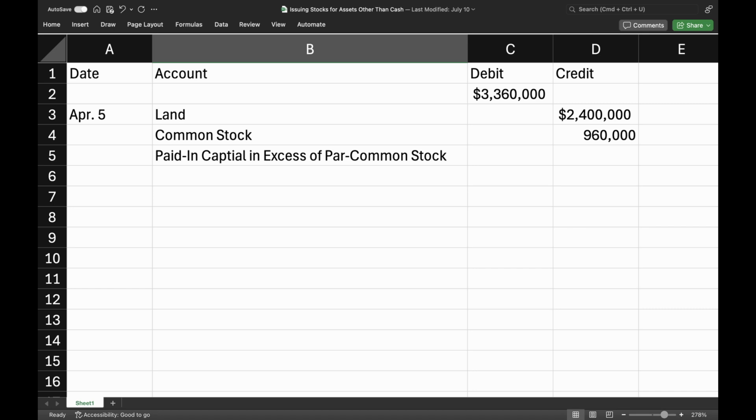Hello. In this video, I will be explaining an issuing stock for assets other than cash problem that you might come across in your Accounting 2 class. Let's get started. Let's say that on April 5th, Finning Corporation, a wholesaler of hydraulic lifts, acquired land in exchange for 30,000 shares of $80 par common stock valued at $112 per share. How do you journalize the entry to record this transaction?